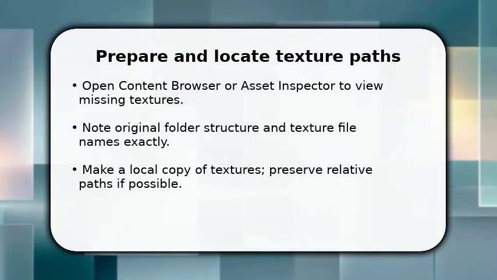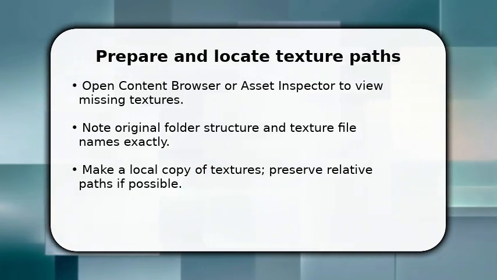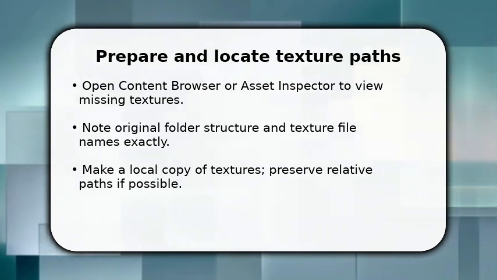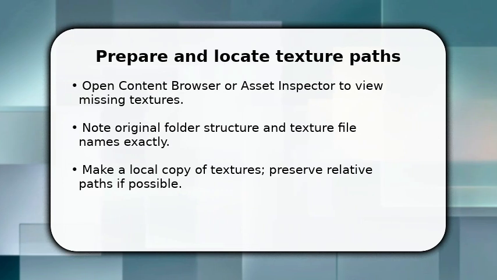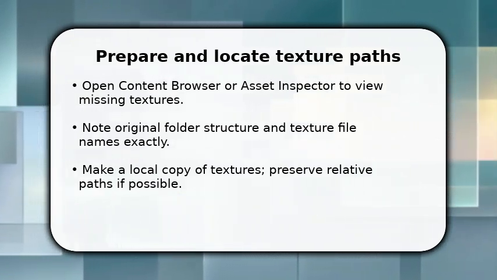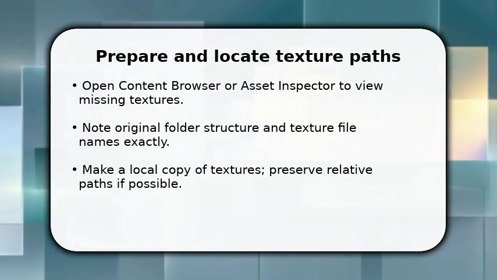You start by confirming Cinema 4D shows missing links in the Asset Inspector or Content Browser. Open the project and locate the texture paths. You need the exact folder names and file names so relinking is reliable. Once done, copy textures into a local directory that mirrors the original relative structure when possible.